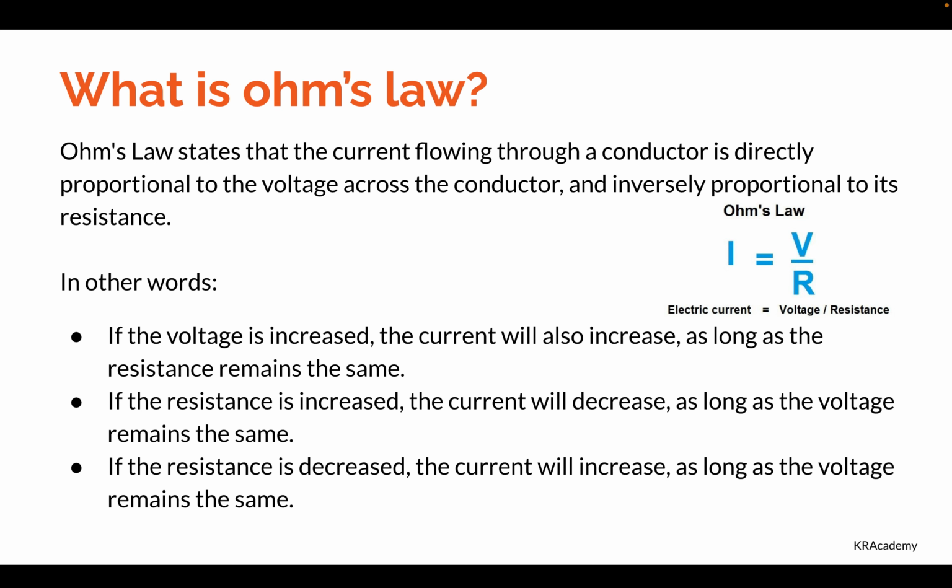Ohm's law can be used to calculate any one of these three variables, voltage, current, or resistance, given the other two. For example, if voltage and resistance of a conductor are known, the current passing through it can be calculated using the formula I = V/R.